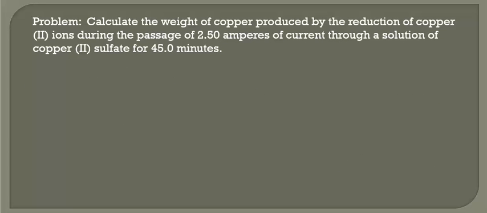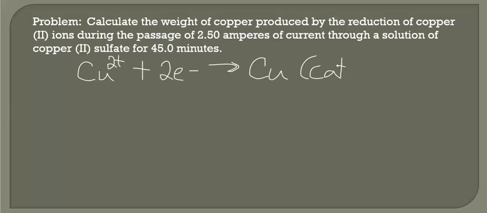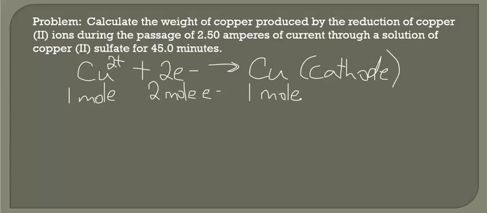Let's look at some problems involving Faraday's law. We want to calculate the weight of copper produced by the reduction of copper 2 ions. So the first thing we need is our equation. So we've got copper 2 ions that are being reduced to form copper. So this is at the cathode where reduction occurs. So we have 1 mole of Cu2+ ions plus 2 moles of electrons forming 1 mole of copper metal.